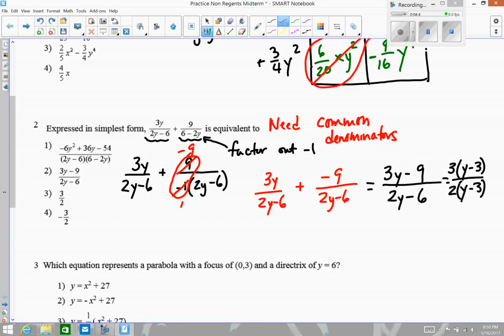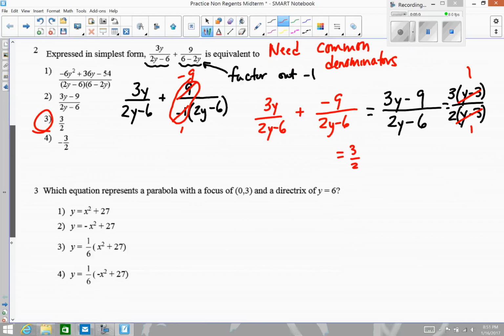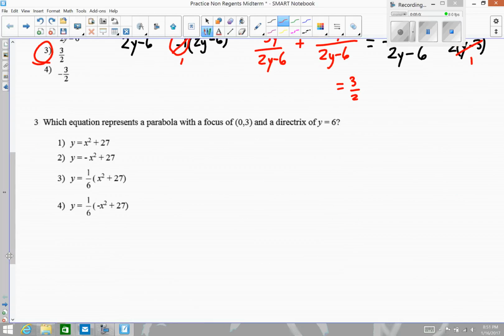Now notice that I have binomials that are exactly the same and they're factors, so I can divide those and get 1, and my final simplification is 3 over 2. Answer's number 3. Moving on to number 3, we have a parabola given this focus point and a directrix.